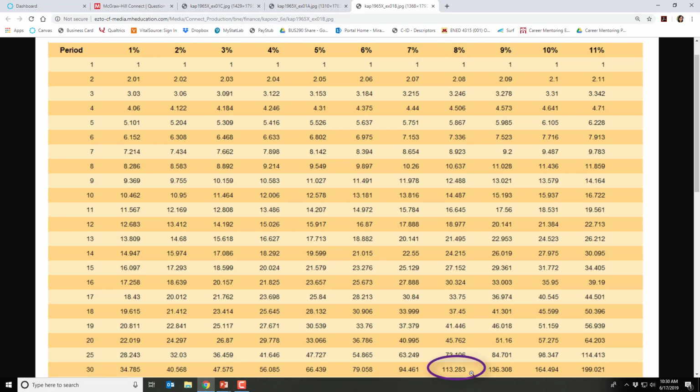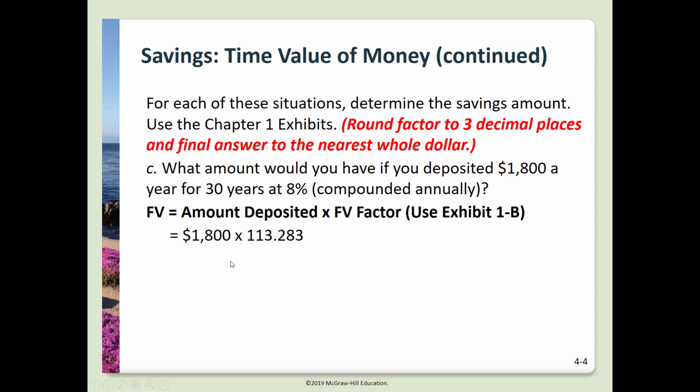And so the factor is 113.283. So taking our amount deposited of $1,800 a year times our future value factor of 113.283, we get a future value of $203,909. So you can see how important it is to take what we now learned about savings in Chapter 4 with the time value of money in Chapter 1 to really understand the impact of our savings.